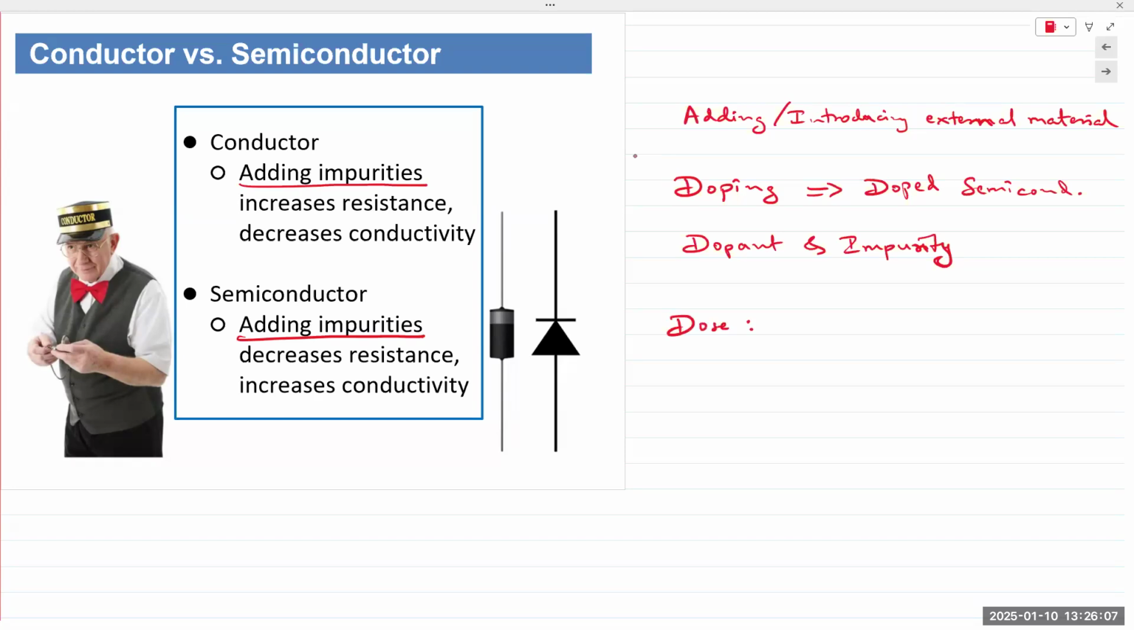And the dose is typically 10 raised to 19 to 10 raised to 22 atoms per centimeter cube. Background concentration was 10 raised to 18. Intrinsic concentration is 10 raised to 18. External impurity is 10 raised to 19, 10 raised to 20, 21, 22 atoms per centimeter cube. It's a huge amount.